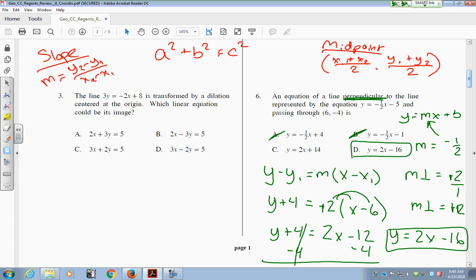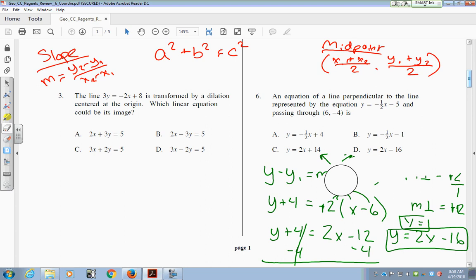Now again, I'd want to take this equation, put it in y equals in the calculator, and see if that point is in fact on that line. Just double check it. And if it's a multiple choice, you can always double check the answers, because one of these two is going to be on that line, 6, -4. You could use that as kind of a shortcut. So let's move on to another question.